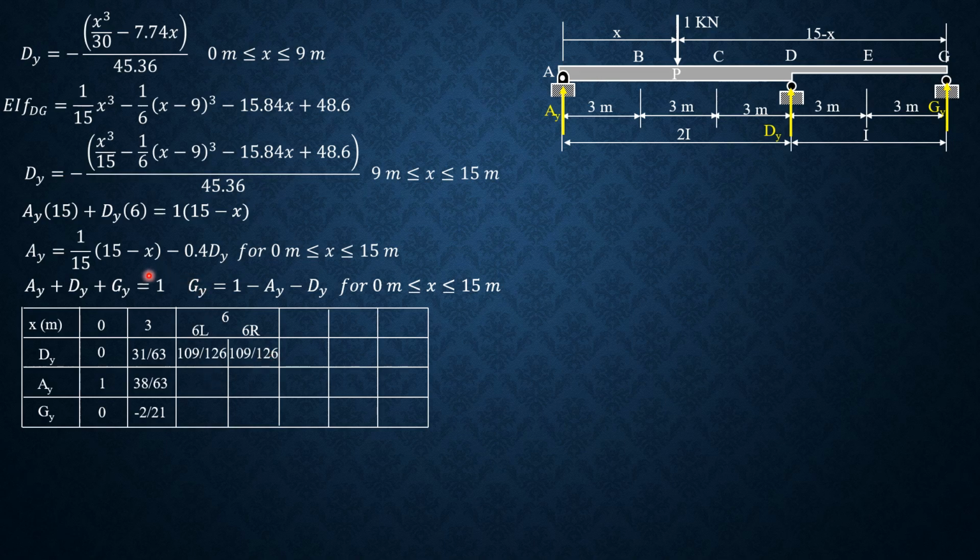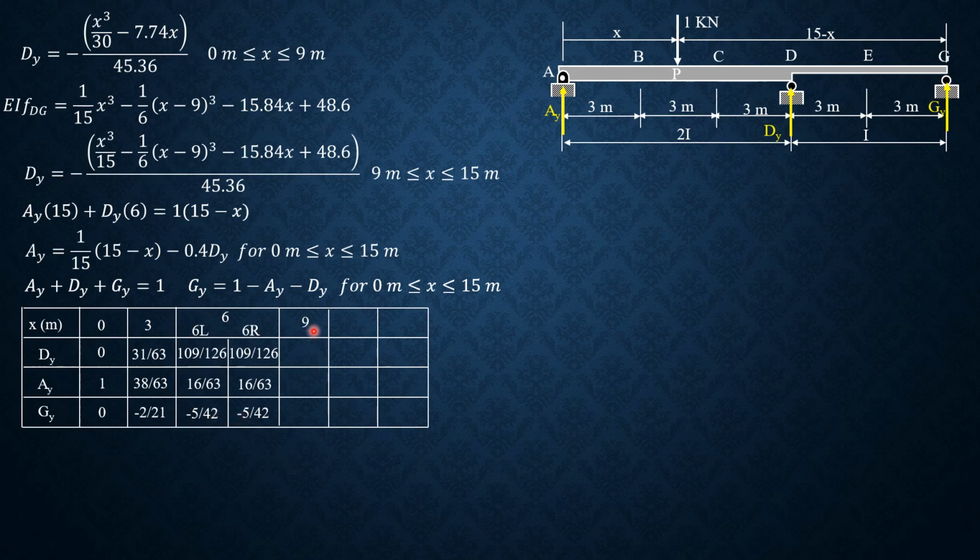Then ay is 15 minus 6, 9 over 15, which is 0.6. Then 0.6 minus 0.4 of 109 over 126. So ay would be 16 over 63, just to the left and just to the right of 6. Then gy is 1 minus 16 over 63 minus 109 over 126. So gy is negative 5 over 42, just to the left and just to the right of 6.